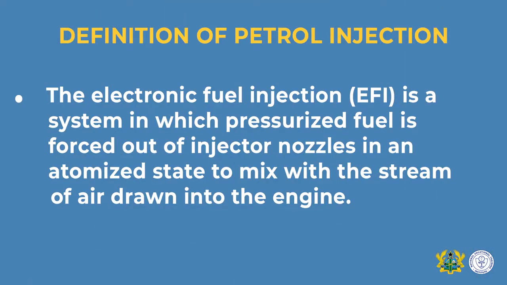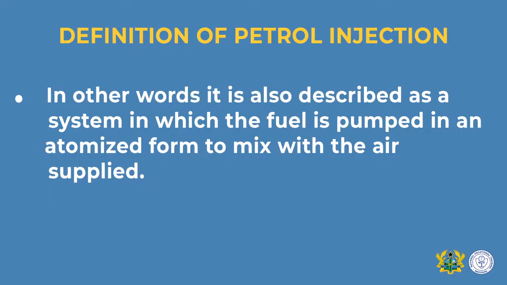And what is this electronic petrol injection system? It is any system in which pressurized fuel is forced out of the injector nozzle in an atomized state to mix with the stream of air that is drawn into the engine. In other words, it is described as a system in which fuel is pumped in an atomized form to mix with the air supplied to the engine.